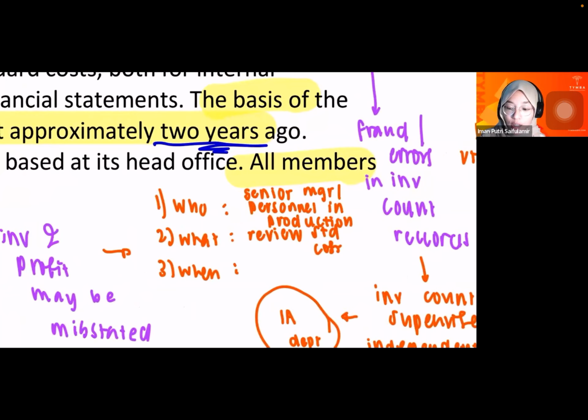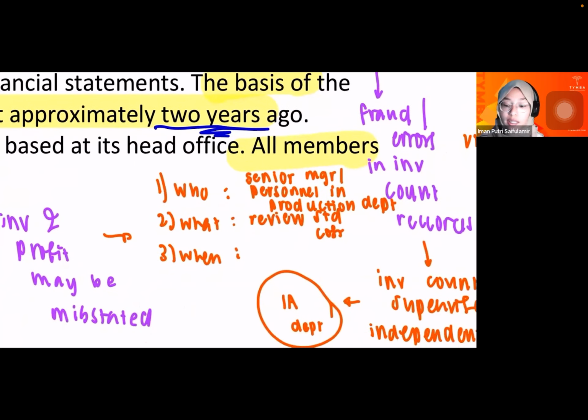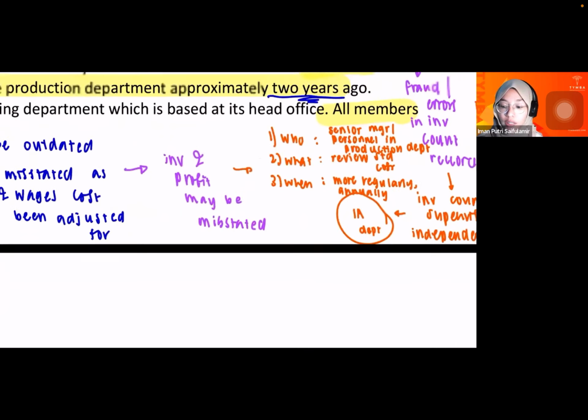Okay, you see? As long as you state that it is a senior in the production department, that is okay already. When we want to ensure this is done more regularly, maybe we can suggest, for example, once at least annually. Okay, alright guys? This is one of the control recommendations.